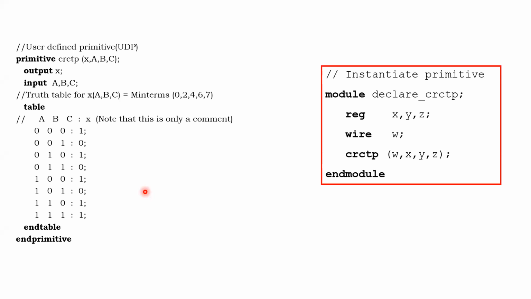You can use a module. So declare CRCTP with inputs X, Y, Z and wire W. Then this is the statement which is calling this primitive, CRCTP. The way you instantiate lower-level modules in top-level modules, the same way you can use it here.